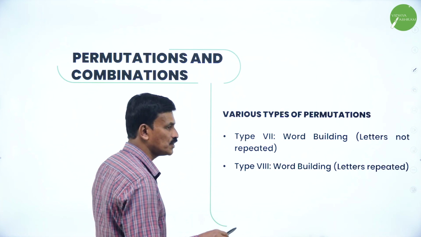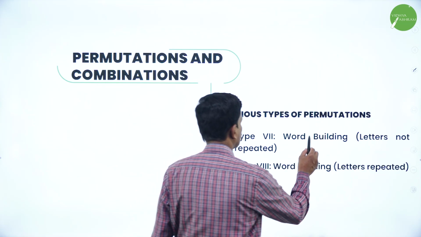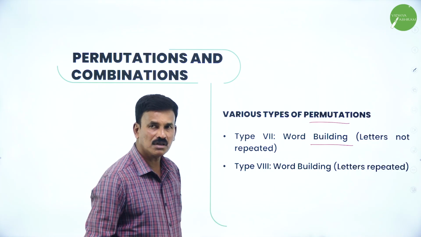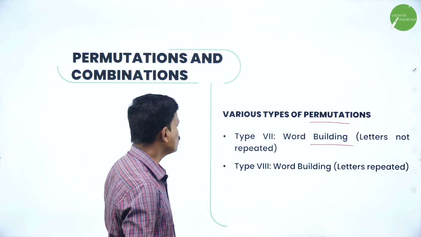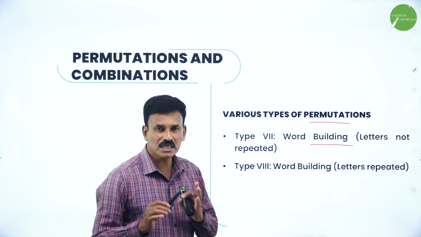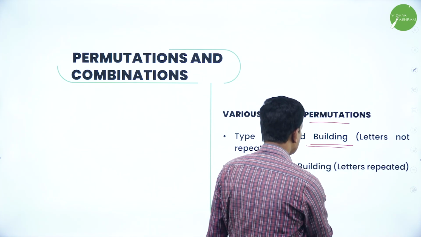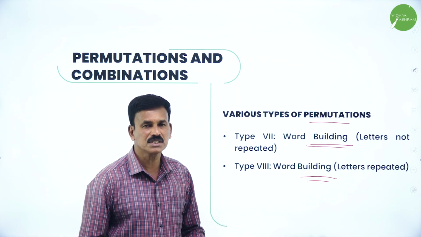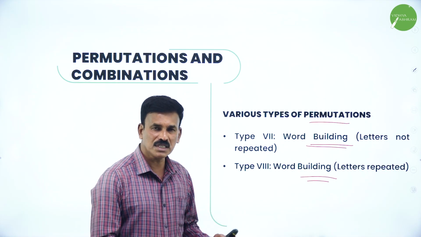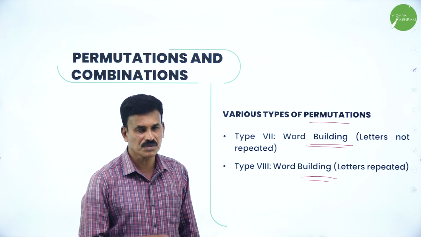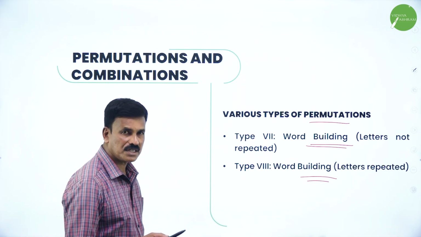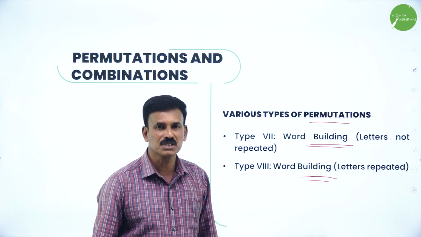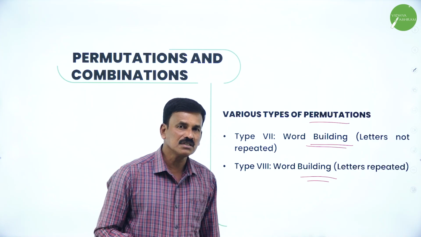Now in this session today I am going to discuss various types of permutations like word building, that is letters not repeated, and word building with letters repeated, that is building of words where the repetition is allowed and where the repetition is not allowed. So using the repetitions and without using the repetitions, we are going to build the words from the given letters. Those types of problems we are going to study in this session. That is very important from the point of view of examination. You might have studied arrangement of elements like mathematics, Missouri, Mississippi, engineering, like that.